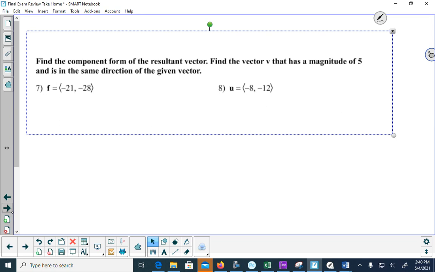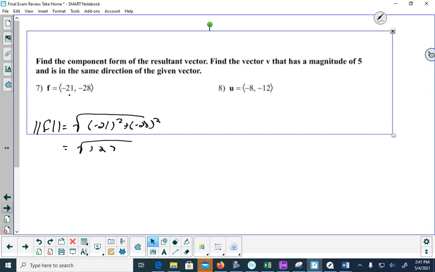Find the vector v that has a magnitude of 5 and is in the same direction as the vector that is given. So the first thing I'm going to do is find the magnitude of f, and that's going to be the square root of -21 squared plus -28 squared. And when I do that, that's the square root of 1,225. I just went ahead and checked it. I did the square root of that, and it ends up being a perfect square. It ends up being 35.